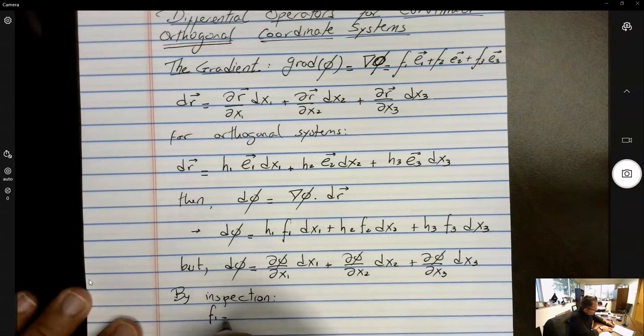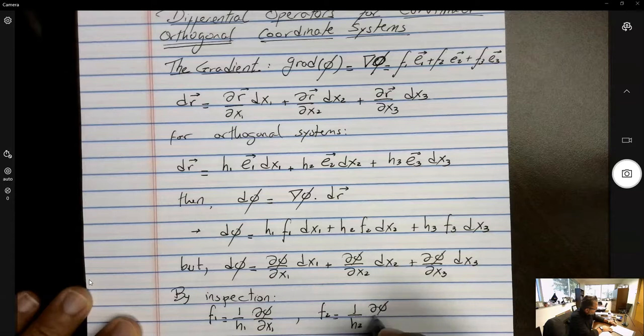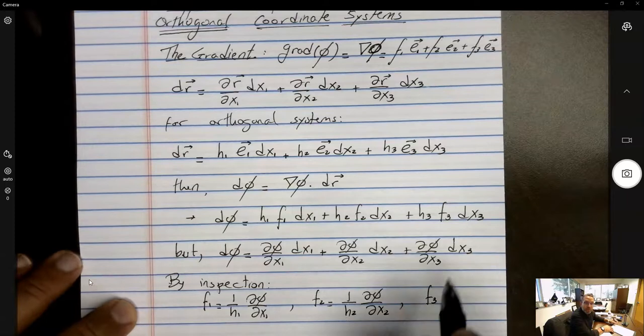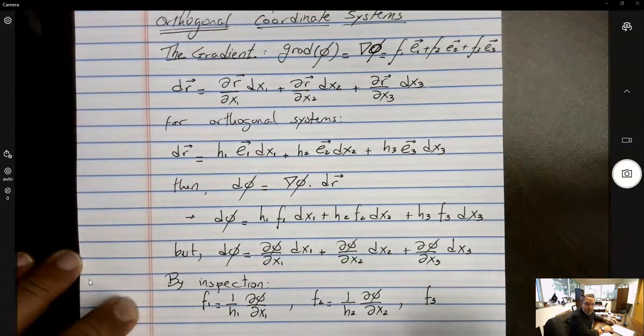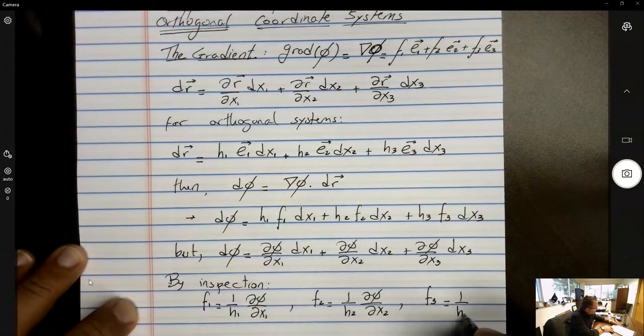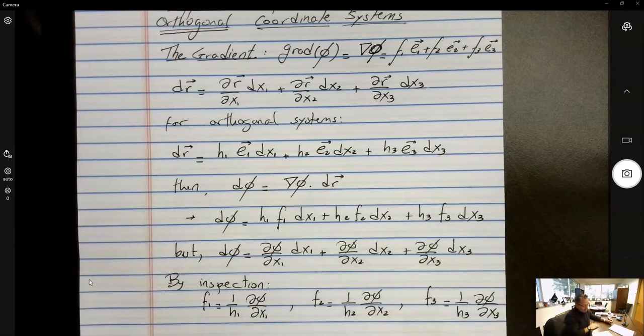f1 happens to be 1 over h1 times d phi dx1, f2 is equal to 1 over h2 d phi over dx2, and f3, which is the third component of the gradient, is equal to 1 over h3 d phi over dx3, right?